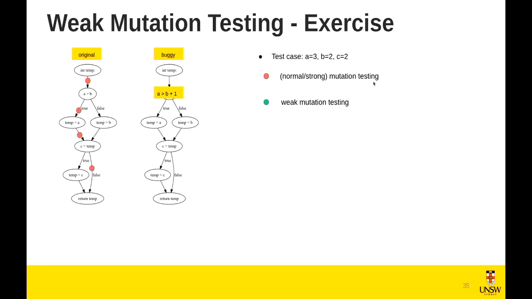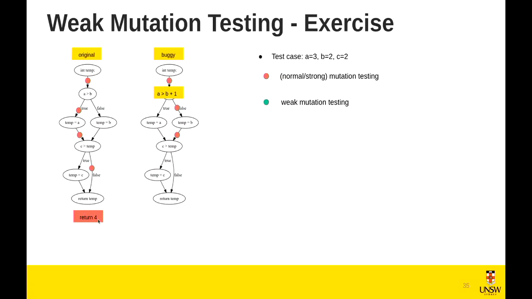Because if we take the true branch of the first if, the value of temp becomes the value of A, and C is smaller than A, so we will take the false branch here, and we will return 4 in this case. We will return 3 in this case. Sorry, there's a typo in this slide.